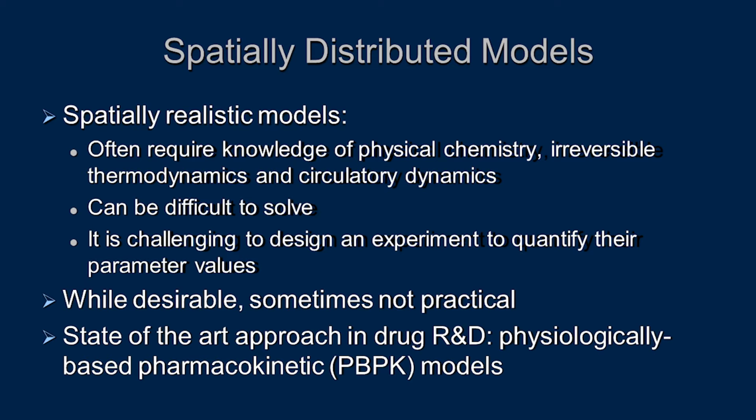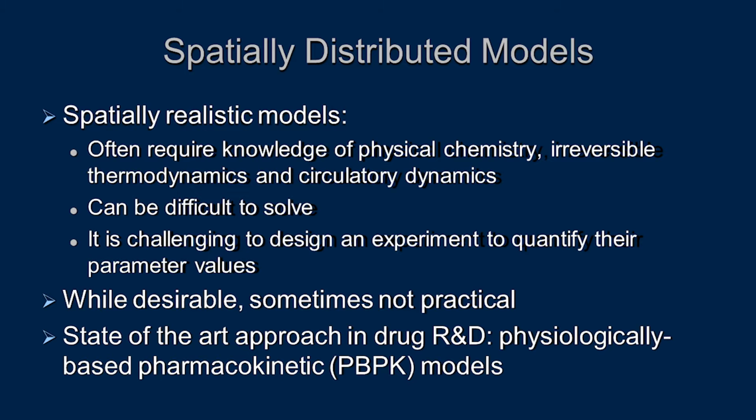So while people over time have tried to develop spatially realistic models of drug distribution, they soon realized that this requires very detailed knowledge of things like physical chemistry, thermodynamics, and circulatory dynamics. And even if you are able to formulate them, they can be very difficult to solve. And to top it all, it's challenging to design an experiment that can help us quantify the parameter values for these time and space behaviors. While desirable, often not practical. So over the years, the discipline has developed several other approaches that are a bit more tractable to describe change over time and space of drugs in biological systems.